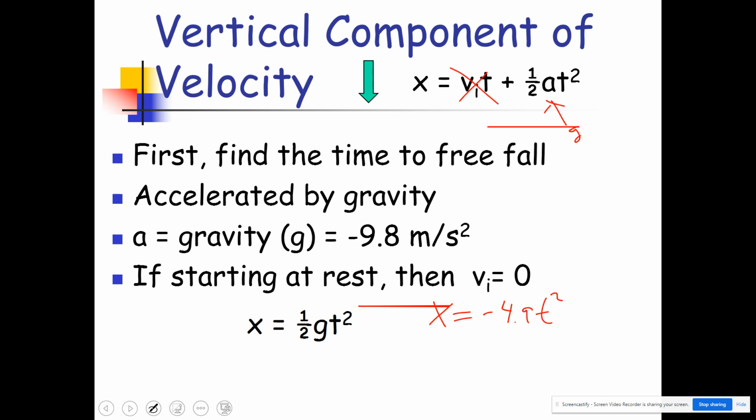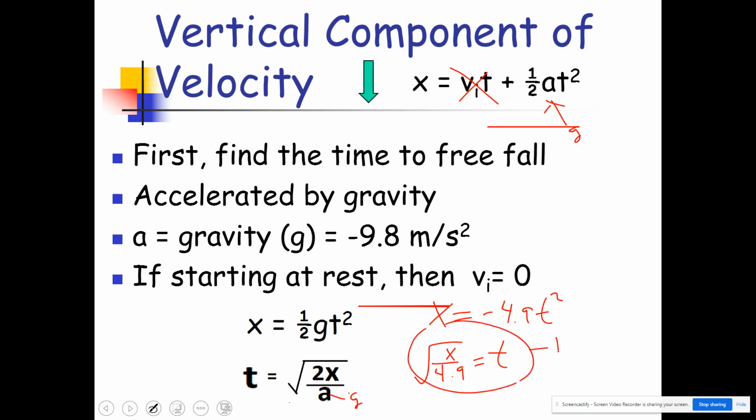Eventually, though, we need to solve for t. So we need to multiply by 2 on each side, divide by g. Remember, this down here is actually g, okay? And square root it. Now, if you do it the simple way over here, you could just say, oh, x divided by 4.9, and then square root it. So you could do that if you wanted to, and that makes it a little bit simpler. If you want to write this down on your formula sheet, you can do that.